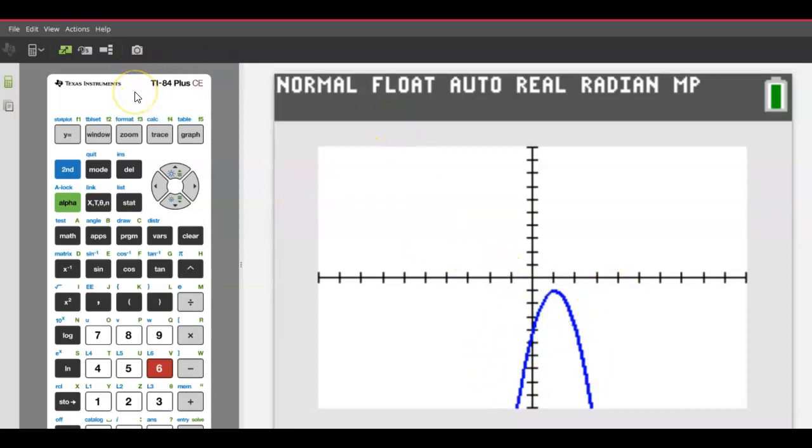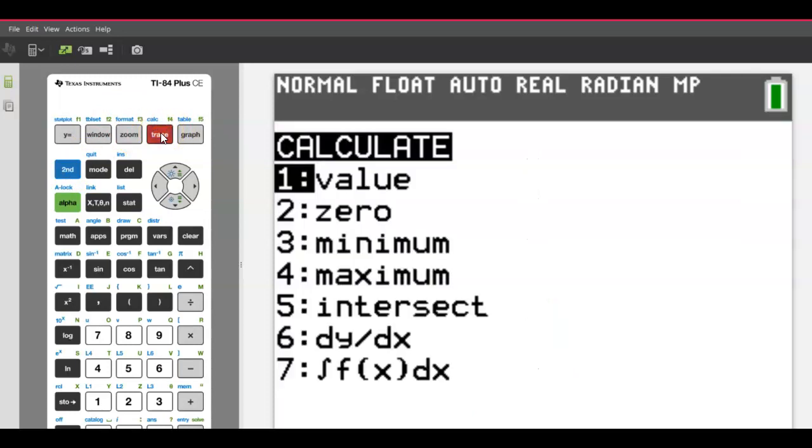And then if I wanted to find out some information about this graph, I could go to second and trace, which is really the calculate menu. You can see the list here of all the things I can find. I can find a random point on that quadratic. I could find some of those zeros if it crossed the x-axis, and I can find the minimum or the maximum. Now, if you remember the picture, the graph was open down, so in this case I would be finding the maximum. So I'm going to pick option number 4.